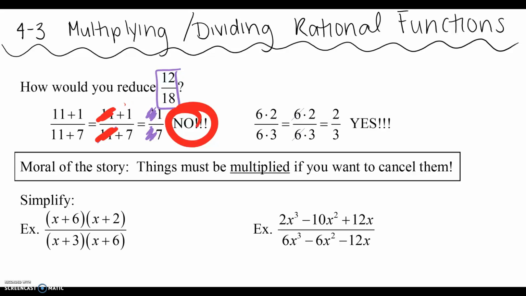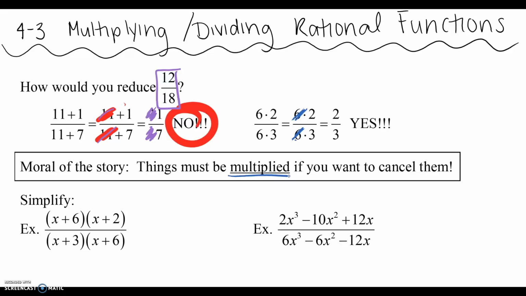However, in this case, if you separate it to be 6 times 2 over 6 times 3, the 6's do cancel out because this is the same as 6 divided by 6. So we can just divide by a 6, and you're left with 2/3. So the moral of the story is things have to be multiplied if you want to cancel them.